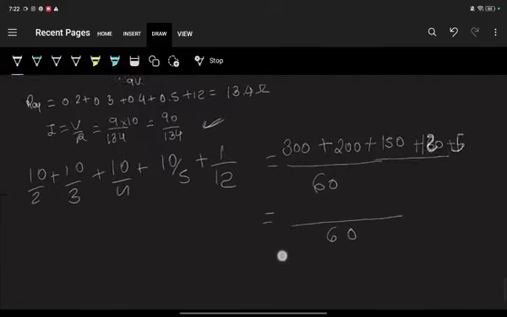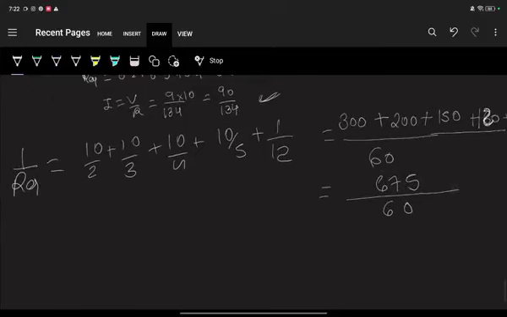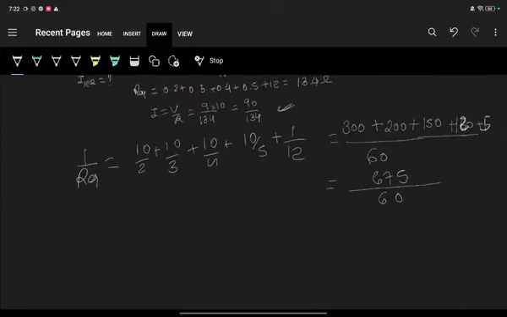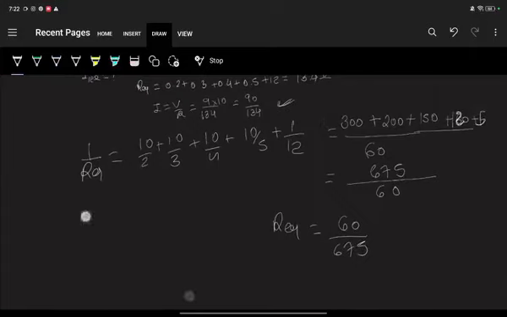Now get all these things. This is 650 plus 20 is 670 and 5, 675. So our equivalent will be 60 by 675. Now the circuit will be like this.